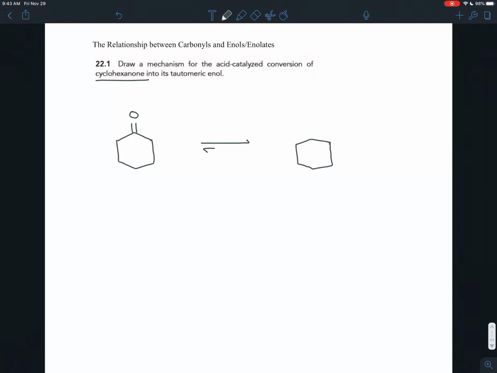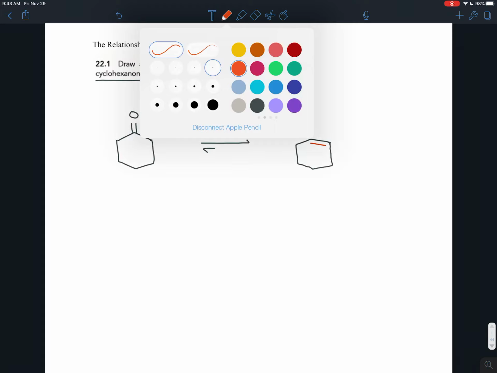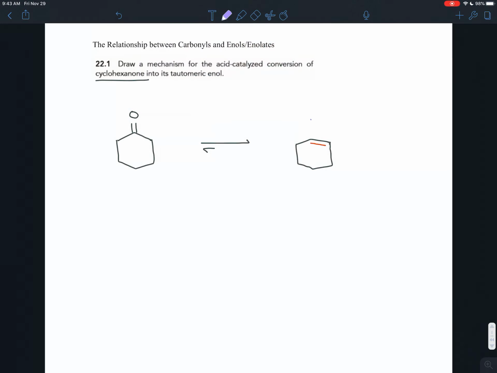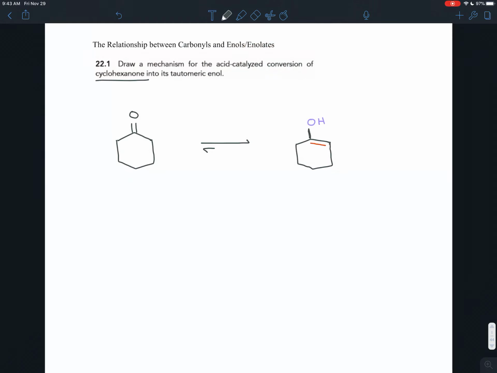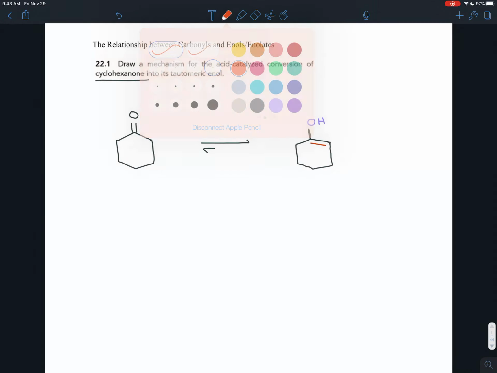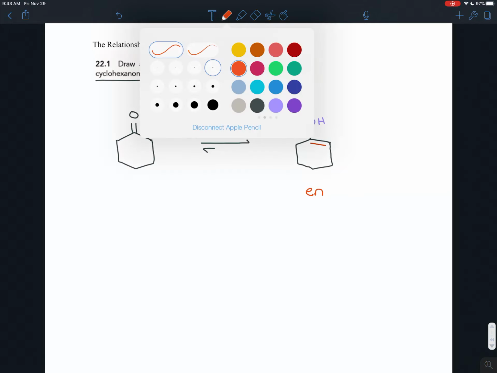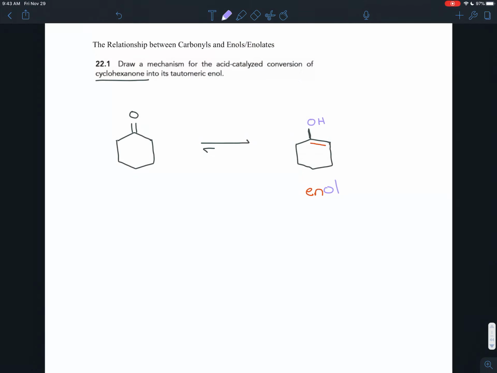Now it's called an enol because you have a double bond and you have an alcohol. And they're right next to each other. So that is an enol. And if you look at the difference between these structures, the real difference is just the position of one hydrogen and also where electrons move to allow the hydrogen to move.